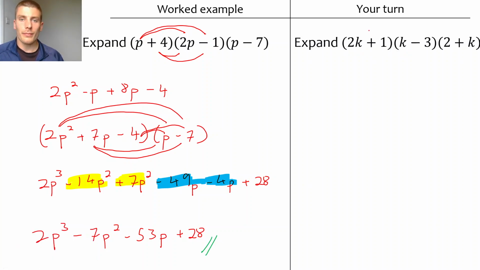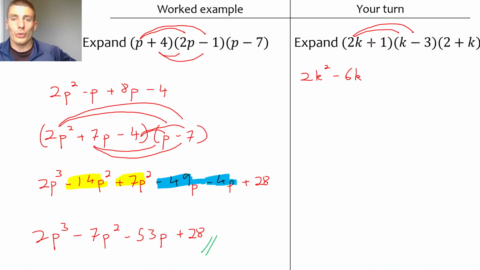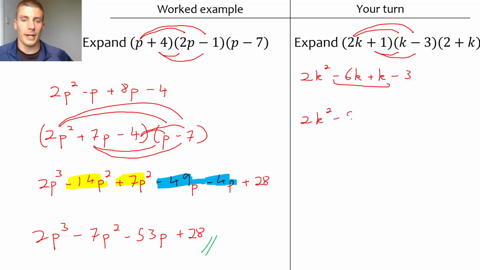So we look at the first two, and we go and do 2k times by k, which is 2k squared, 2k times by negative 3, which is minus 6k. Done. On to the plus 1 times by k, which is plus k, and plus 1 times by minus 3, which is minus 3. Good, and then of course we can go and do, well, minus 6k plus 1k is minus 5k, so 2k squared minus 5k minus 3 on the end. So the first two brackets expanded gives you this here, and you're multiplying by the final 2 plus k.